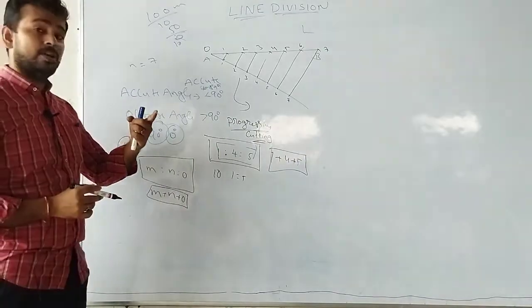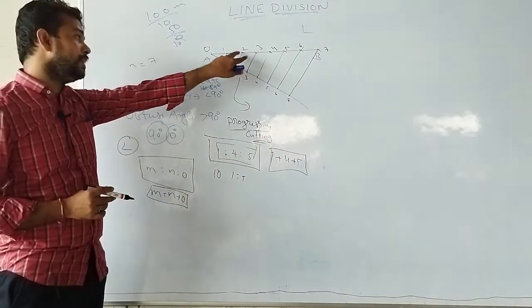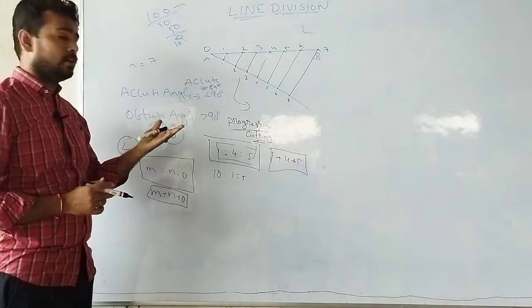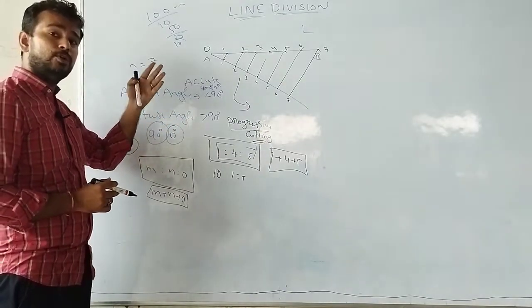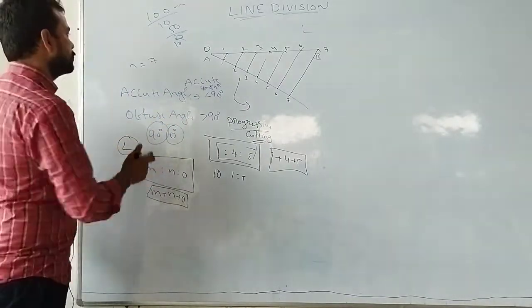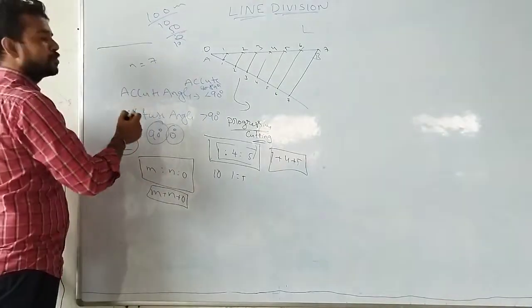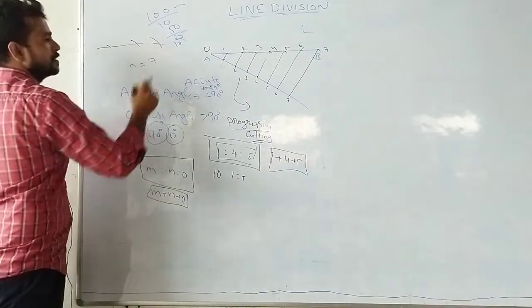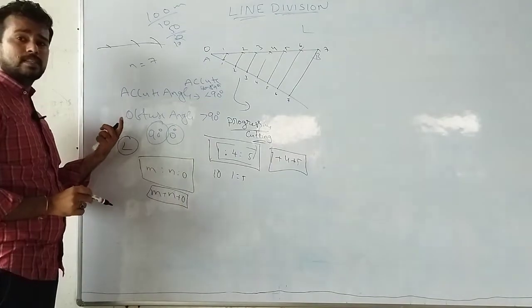Sir, can we divide a line into only equal number of parts? Are we able to divide a line into unequal number of parts? See, for the purpose of unequal parts, we don't need any process. You can directly make it. But still in drawing, there is a process.